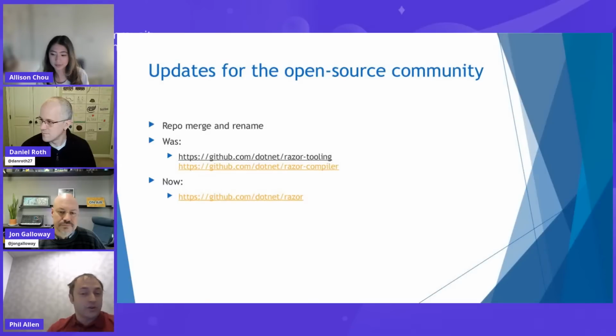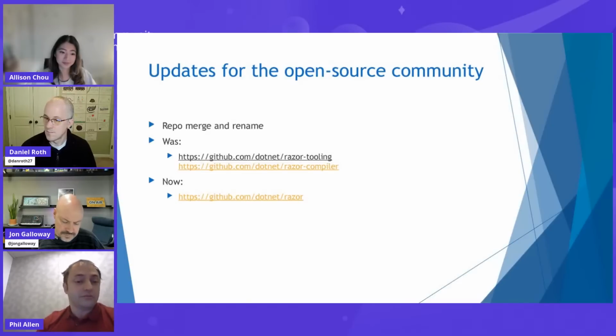And seeing as there were 2 repos before that were subdivided, the new name of the repo is github.com/.net/Razor. So for people who are interested in tracking the issues, reporting issues there, or even doing some amount of contribution, that is where you would go.